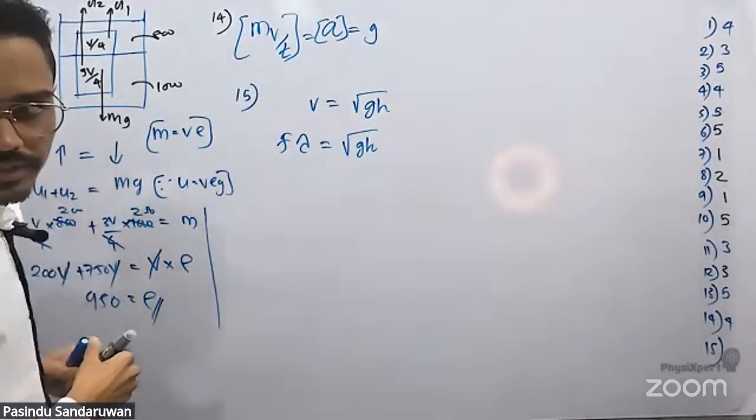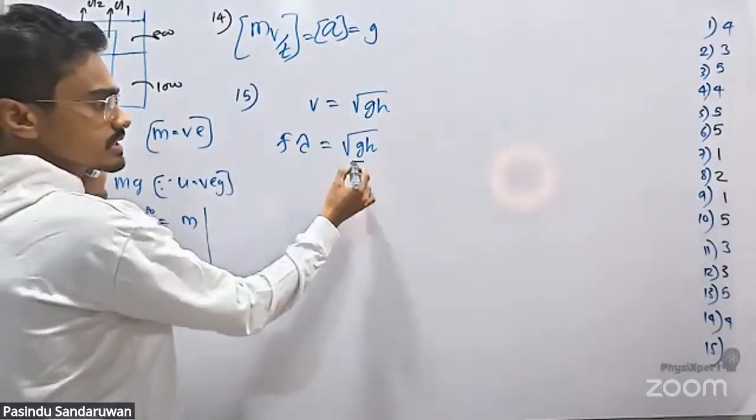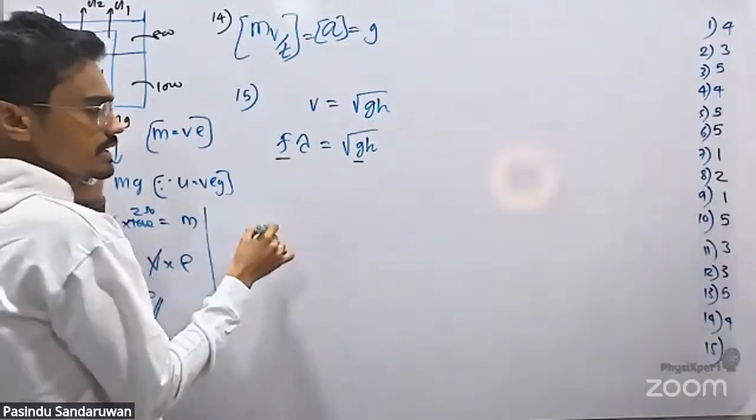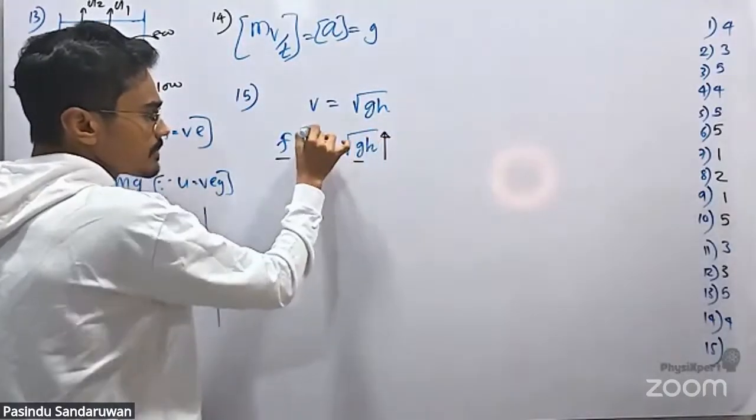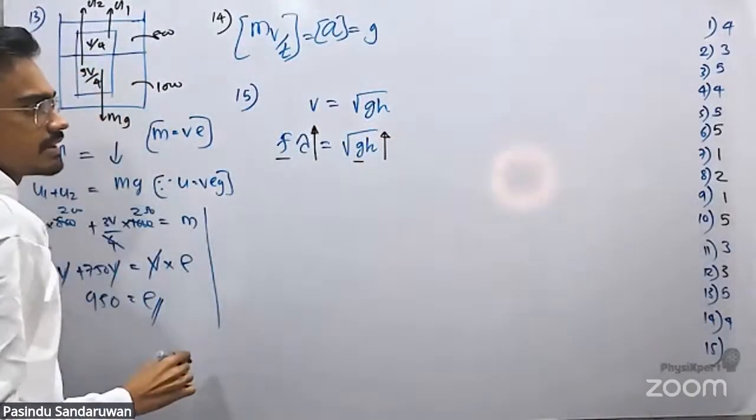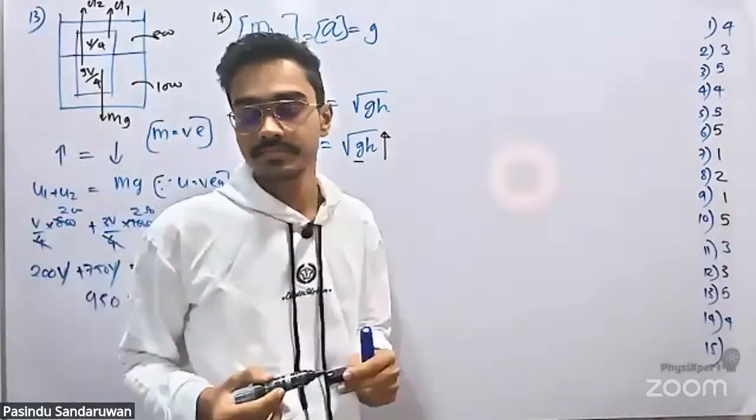Right? F lambda equals root GH. G is a constant. F is a constant, I told you. Then when H increases, lambda increases.